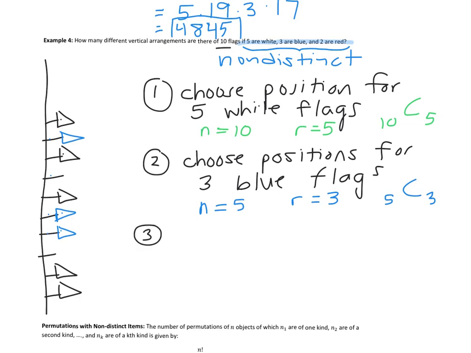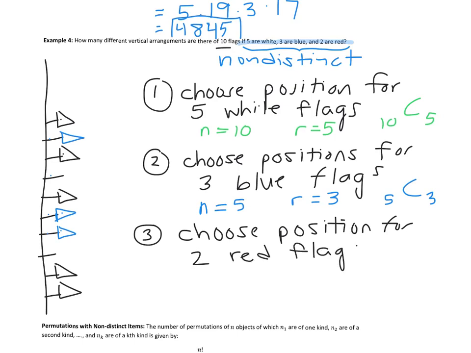Finally, our last choice, we're going to choose the positions for the 2 red flags. And then look at what we have left. How many ways can we really put in the red flags? There's only one way to do it, because we have 2 more slots and we're choosing all 2 of them. So 2 choose 2 is actually going to be 1.